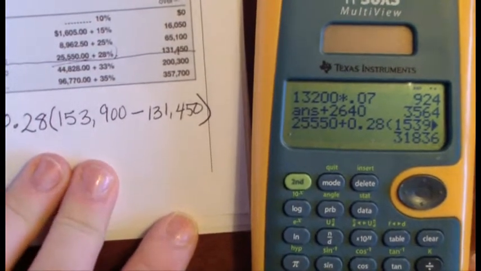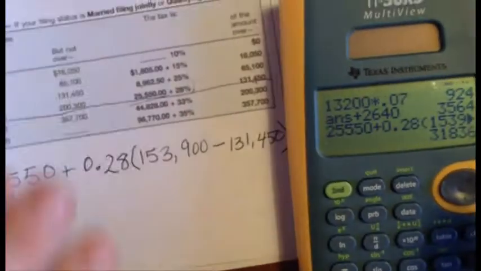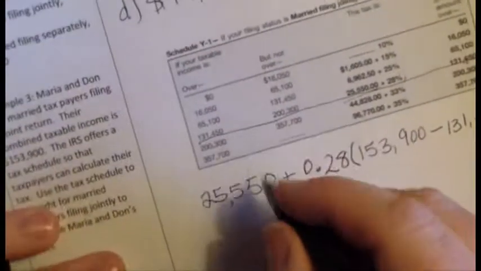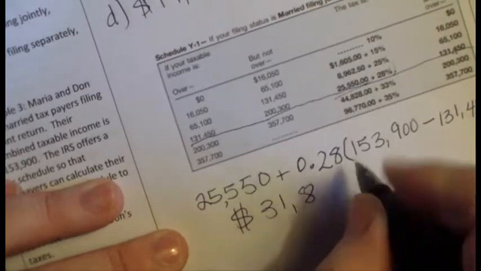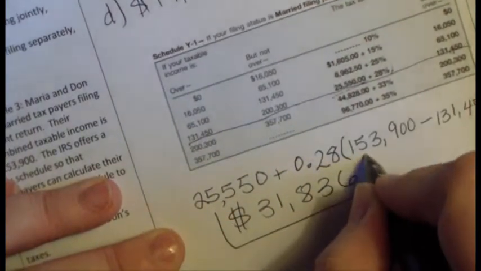So $31,836 is what they owe in taxes. So 31,836.